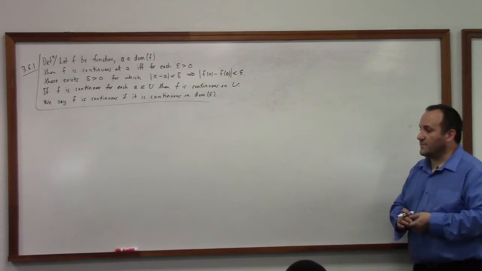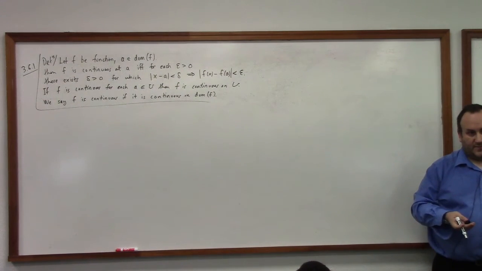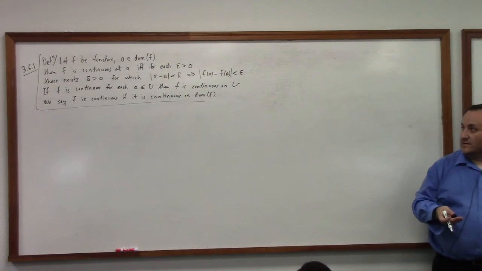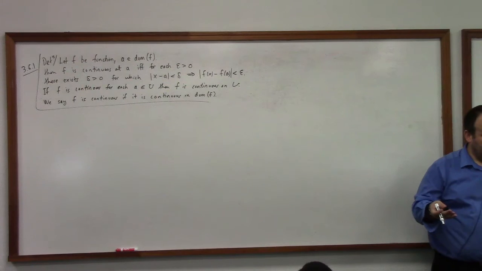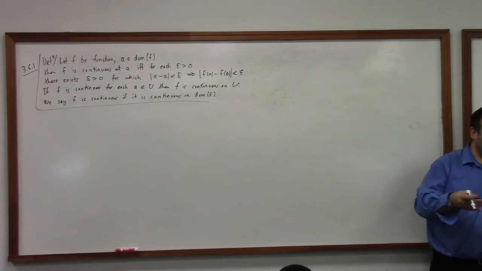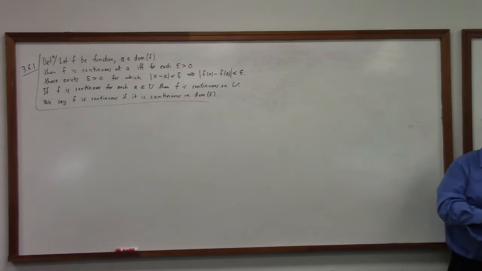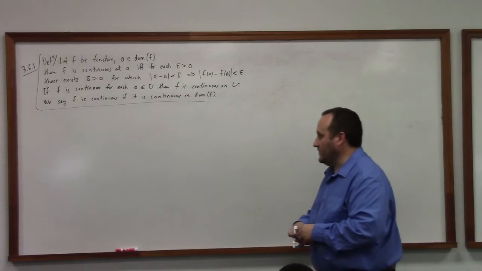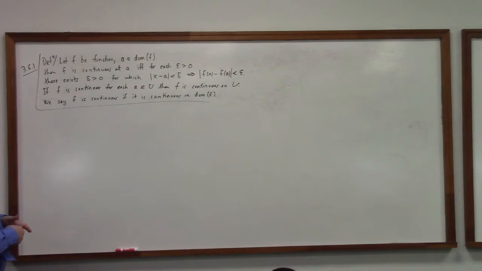So first of all, I define continuity at a point, right? So what it means for it to be continuous at a point. Then I've defined continuous on a set. So it's continuous on a set if it's continuous at each point in the set. And then finally, continuity of the function itself means it's continuous at each point in the domain. So that's the definition.